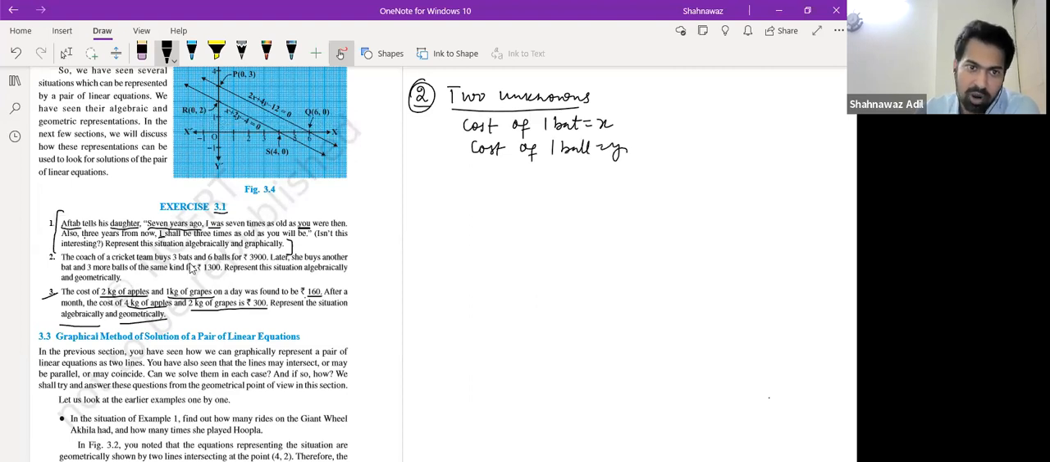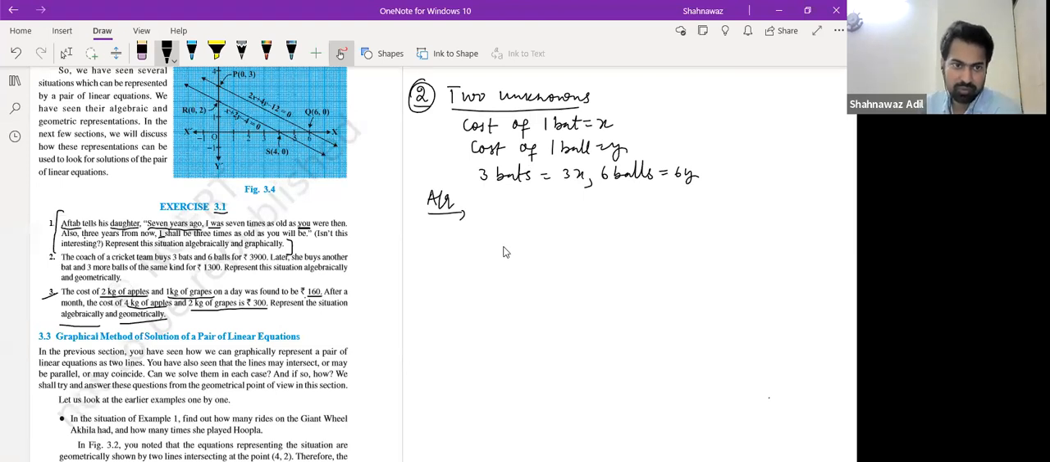So 3 bats would be 3x, right? And 6 balls would be 6y. So what is the information that is given in the first part? Total cost will be 3x plus 6y equals 3,900. So this is the algebraic representation of the first case.